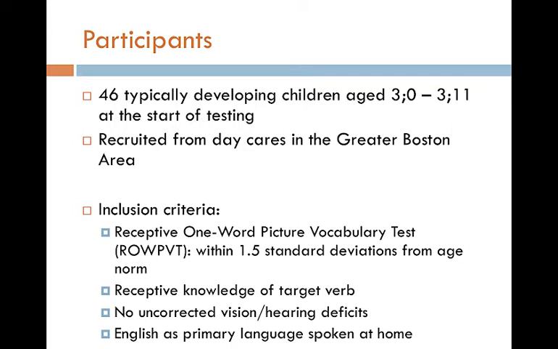The inclusion criteria included a receptive one-word picture vocabulary test within 1.5 standard deviations from the age norm, receptive knowledge of the target verb, no uncorrected vision or hearing deficits, and English as a primary language spoken at home.